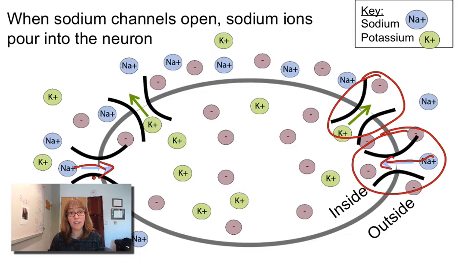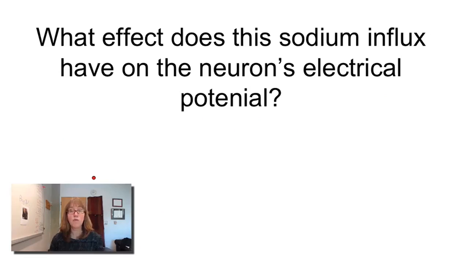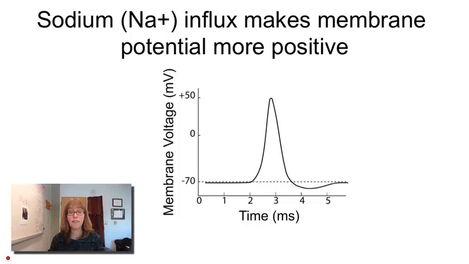Well, what do you think that's going to do? What effect do you think this sodium influx will have on the neuron's membrane potential? The sodium influx makes the membrane potential more positive. Initially, it's just simply a little bit more positive than it was before, but is still actually negative. But eventually it becomes actually positive, crossing the zero voltage and becoming a truly positive membrane potential.